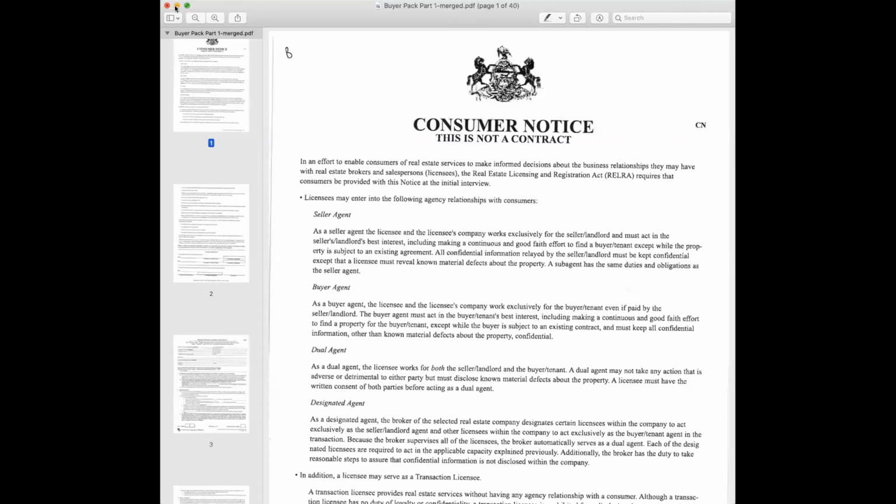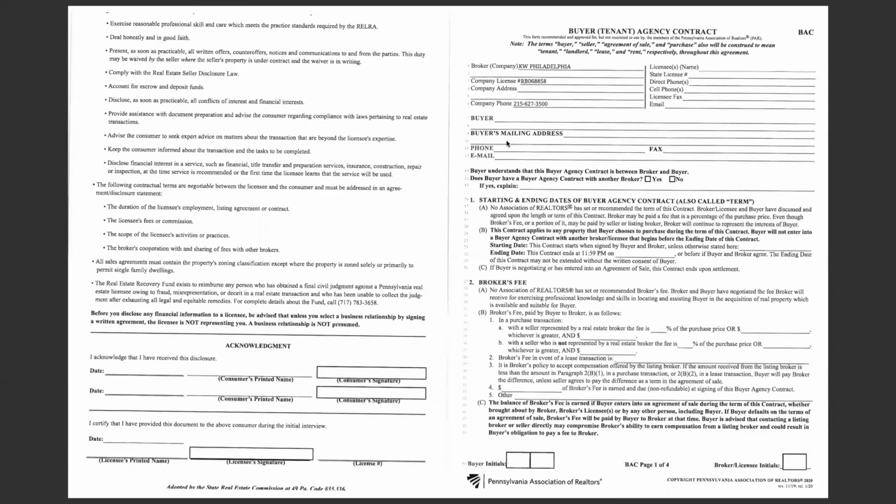The buyer packet starts with the consumer notice, just as they're all the same as we did at the beginning of the seller packet. So the consumer notice is exactly the same, and it needs to be filled out and understood by your buyer. You're going to explain it the exact same way. On the next page, we're going to talk about the buyer tenancy and agency contract. All right. This form is really important. This form has some equality to that of a listing contract.